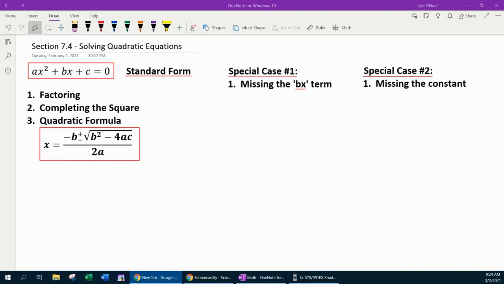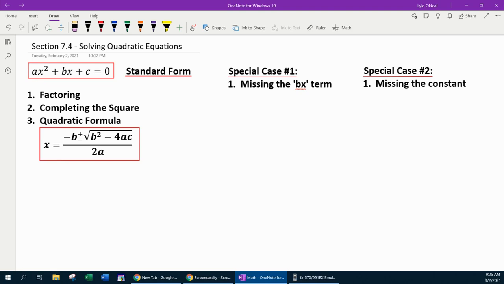Let's get started. First of all, you need to be able to identify when an equation is quadratic. Every quadratic equation will have an x squared term, and there should be no bigger power. In other words, the degree of your polynomial equation has to be 2 in order to have a quadratic equation.